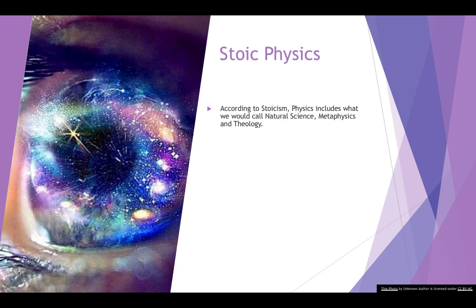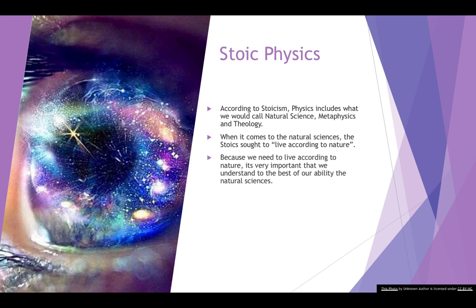Especially under people like Marcus Aurelius, he believed a lot that Stoicism should really be focusing on the kind of theological issues. When it comes to the natural sciences, the Stoics thought that we should, quote, live according to nature. Because we need to live according to nature, it's very important that we understand to the best of our ability what that nature is.